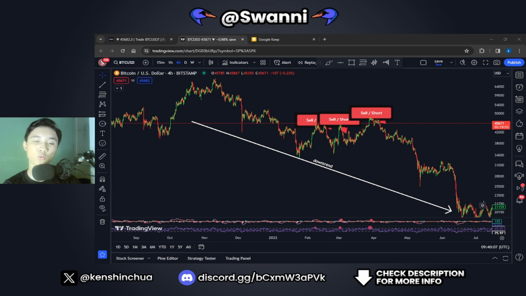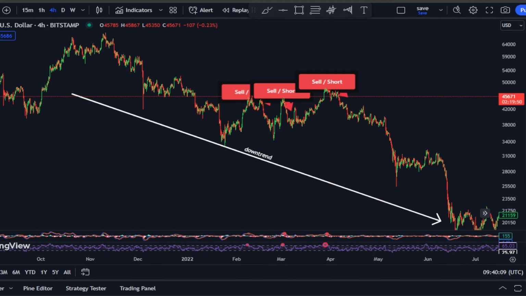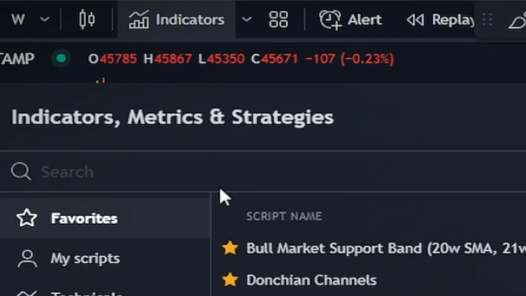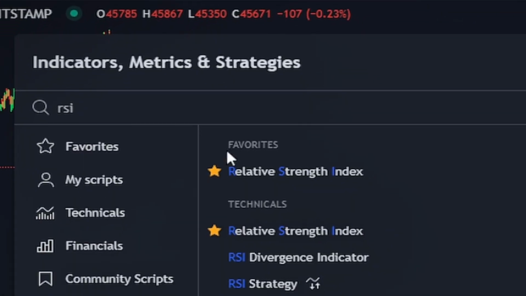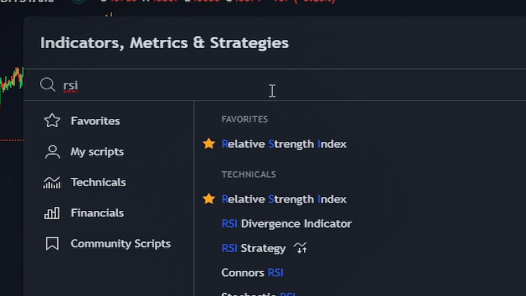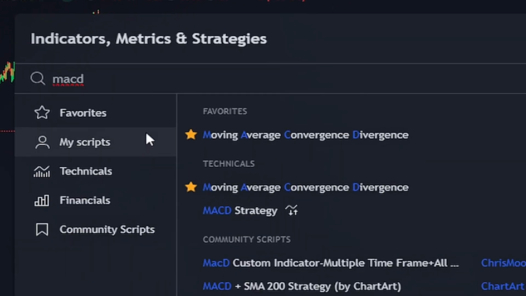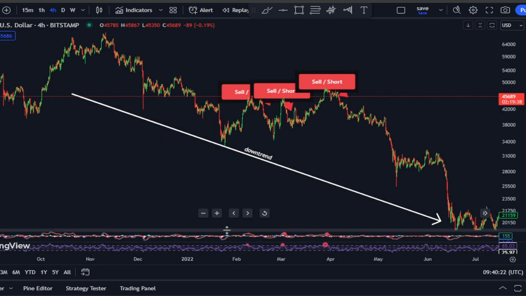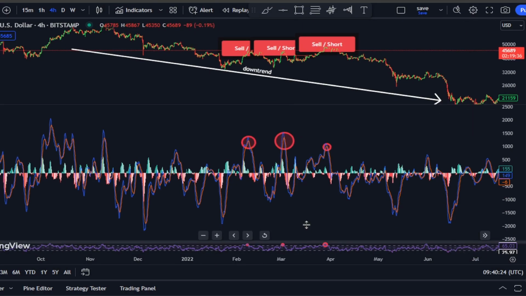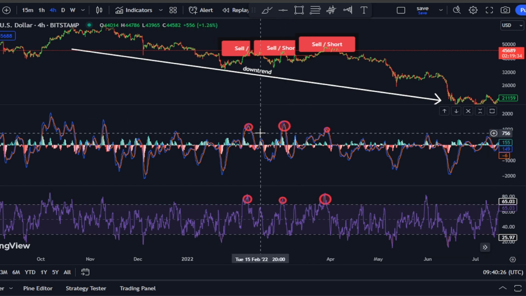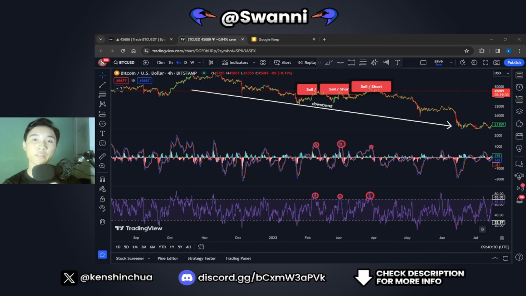To add these two indicators into your charts, you would open up the indicators tab, search up RSI, add this one into the chart, and then search up MACD and add this one into the charts. Then we're going to have these two indicators open up in the charts. This one is the MACD, this one is the RSI. These two indicators are very, very effective in helping you identify potential entry and exit points.